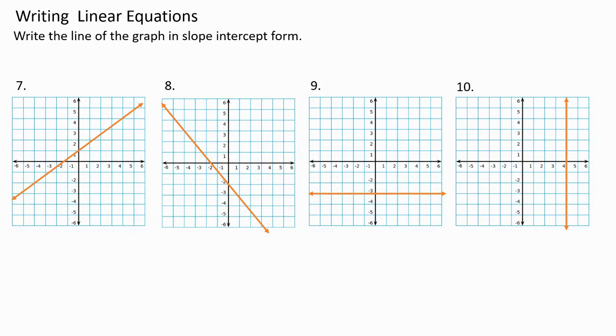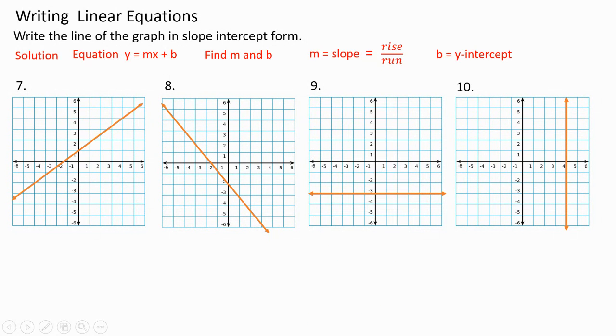Okay, now here are other graphs. This is positive slope, this is negative slope, this is zero slope, and undefined slope. Now write the line of the graph in slope-intercept form. So here you can remember that we need to find the m, which is the slope, and we need to find the b, which is the y-intercept. That's my equation. I need to find m and b. My m is my slope, rise over run, and my b is the y-intercept.